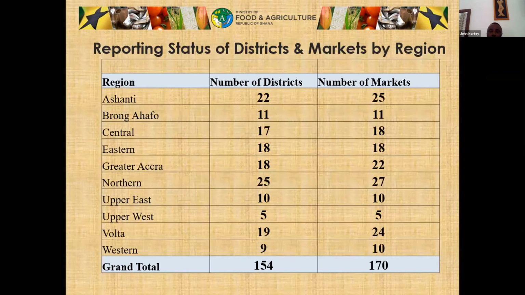Right, so this is just to give you an idea of the distribution of the markets across our regions. Currently we have 16 regions, but I just used the 10 regions, what it was then in 2019. And we have 154 districts that are reporting out of the 260 districts. So as you can see, we still have grounds to cover. And that's what gives us the 170 markets.